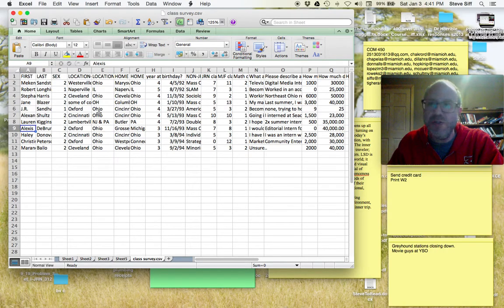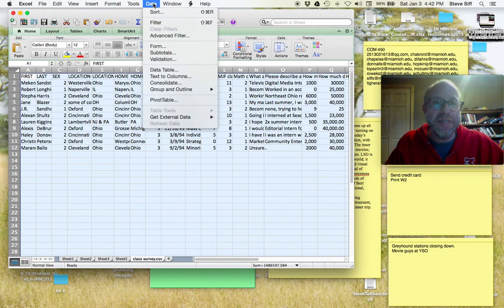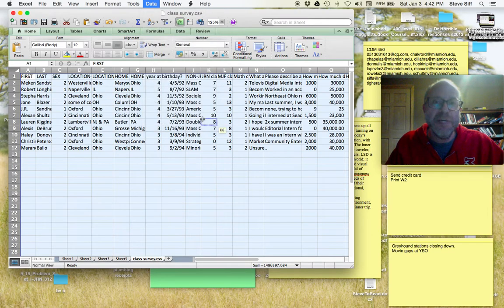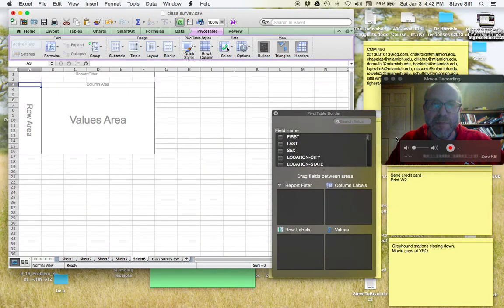So to create a pivot table, highlight your data. It's important that you have a header row on your data, and that the header row be complete. Any blanks in the header row will give you trouble. Data, pivot table is okay. All right, and now this is in a new sheet within the same workbook here.